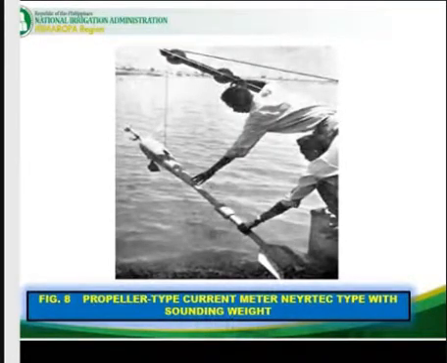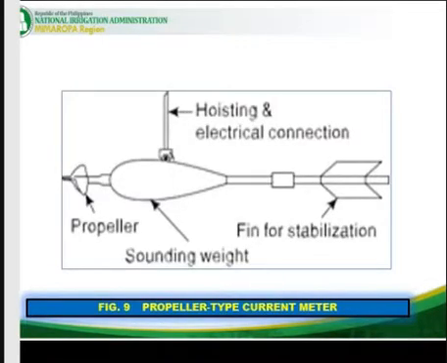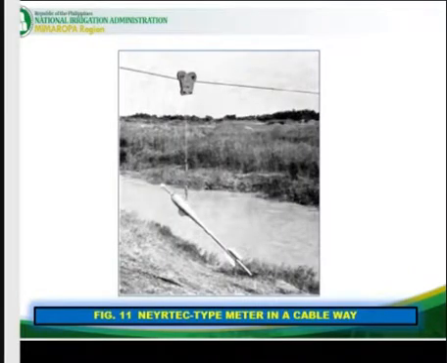So that's the propeller type current meter, the inertia type, and its sounding weight, for getting discharge in a large river. Okay, the propeller type, cross section. This is the inertia type for smaller canals. Okay, the inertia type using a cable way.